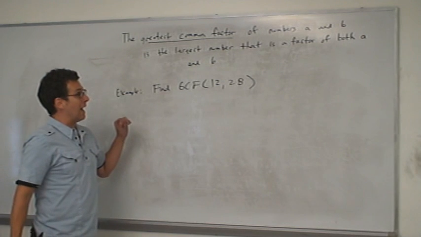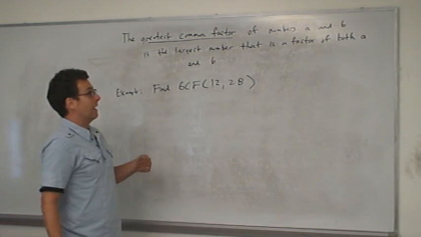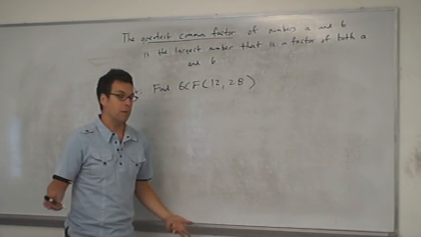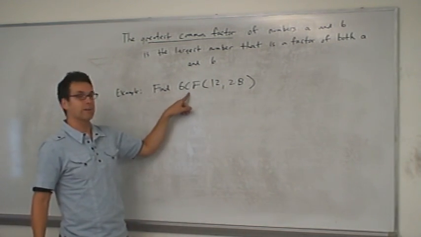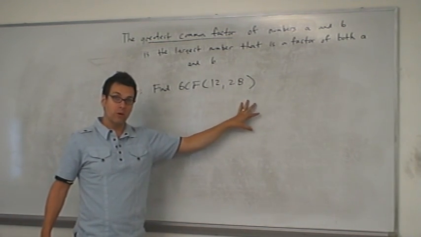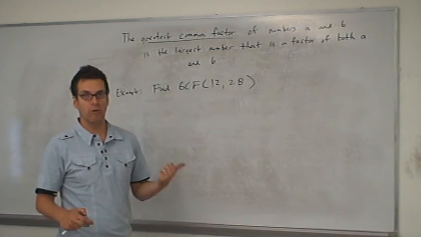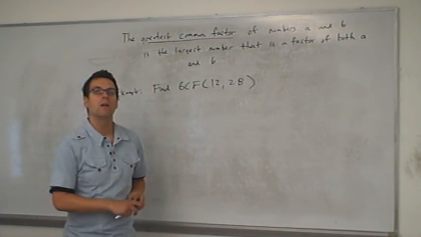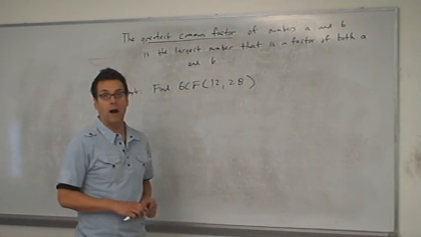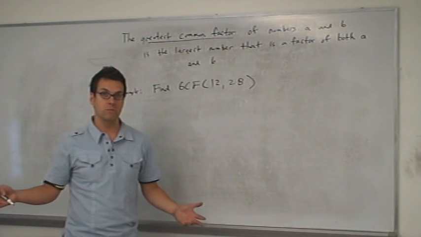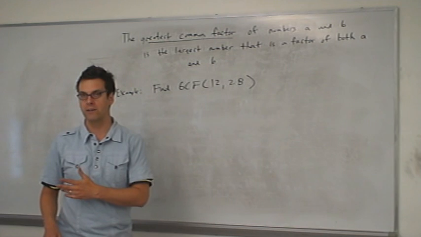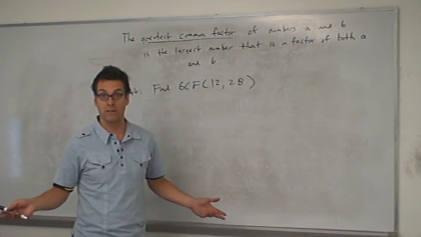So, the definition of greatest common factor, again, is simply the largest number that is a factor of both of the numbers you start with. For example, if we were asked to find the greatest common factor, usually abbreviated GCF, of 12 and 28, then we're looking for the largest number that is a factor of both 12 and 28. Now, there are a couple of methods employed in elementary school to compute greatest common factors. One is a so-called brute force method that writes down all the factors of 12, writes down all the factors of 28, and just picks out the greatest one.